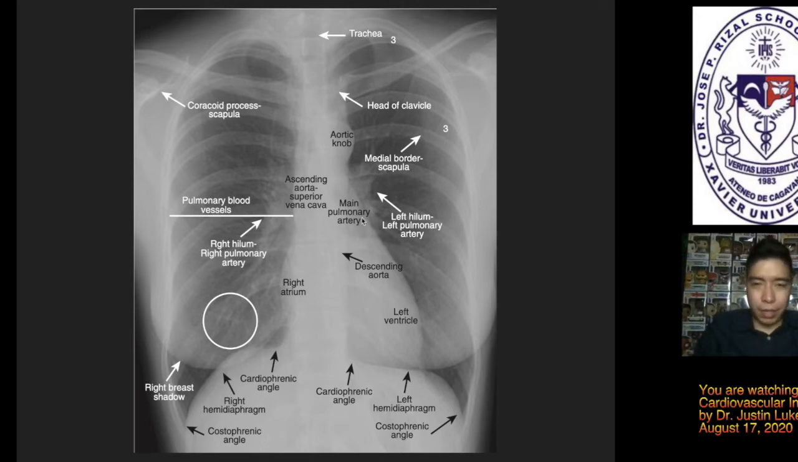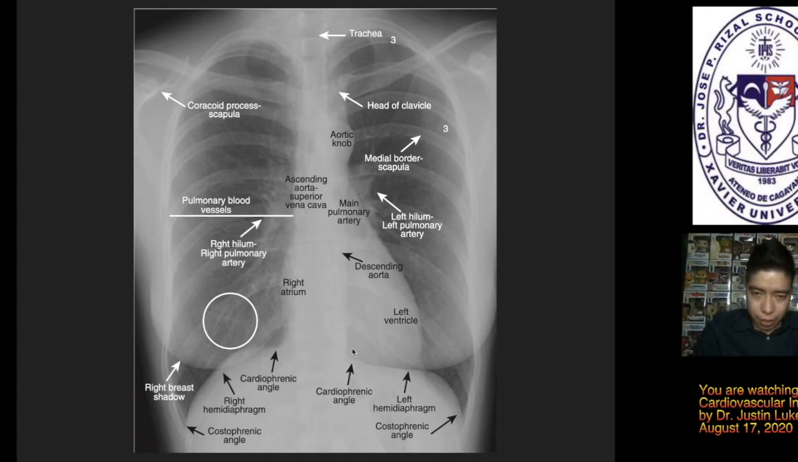Then, in the scope of our topic, we look at the cardiac shadow. The border forming chambers of the heart are your right atrium, which forms the right border, and the left border is formed by your left ventricle. Then you have your main pulmonary arteries. Your ascending aorta is this area, and your superior vena cava are superimposed in this region also.